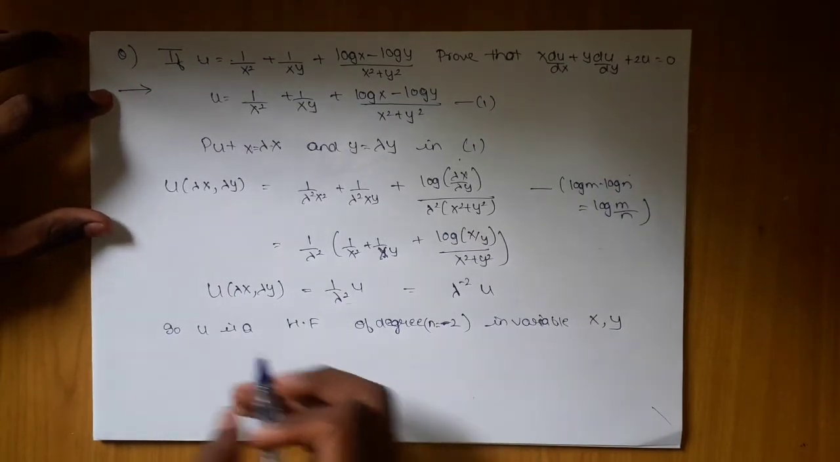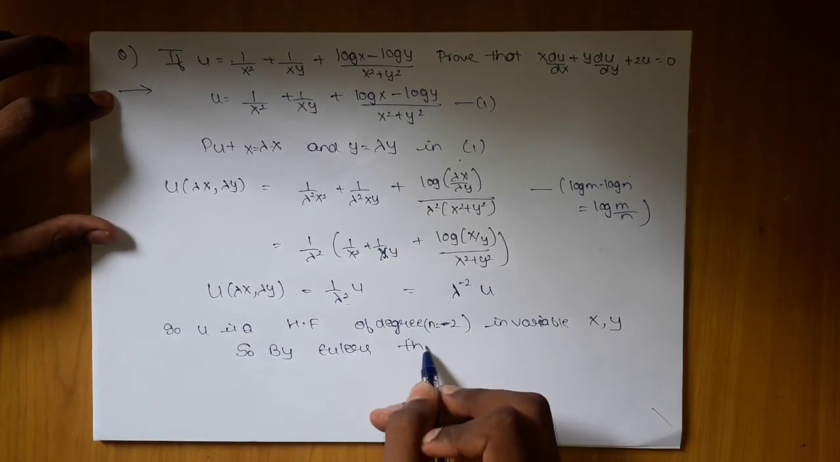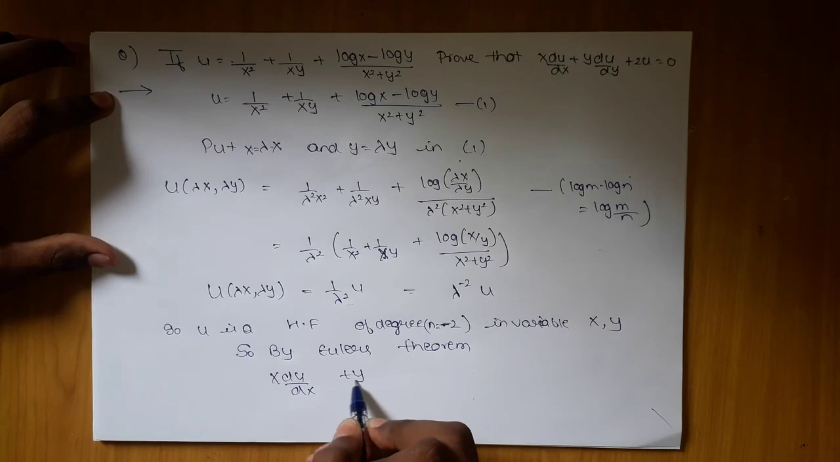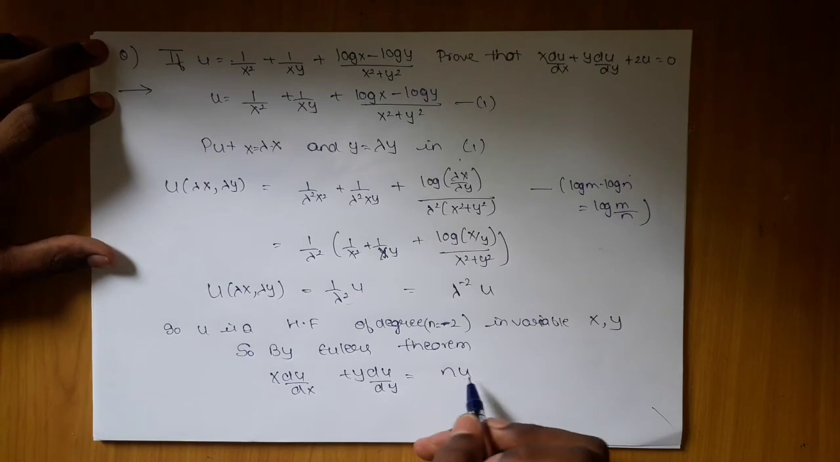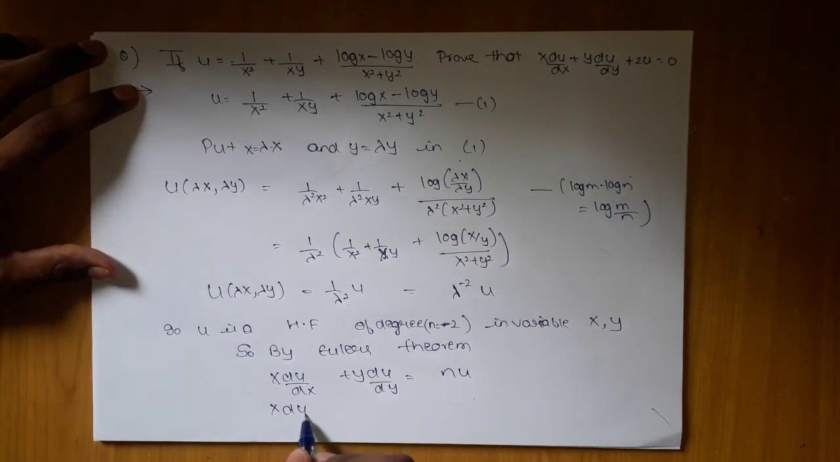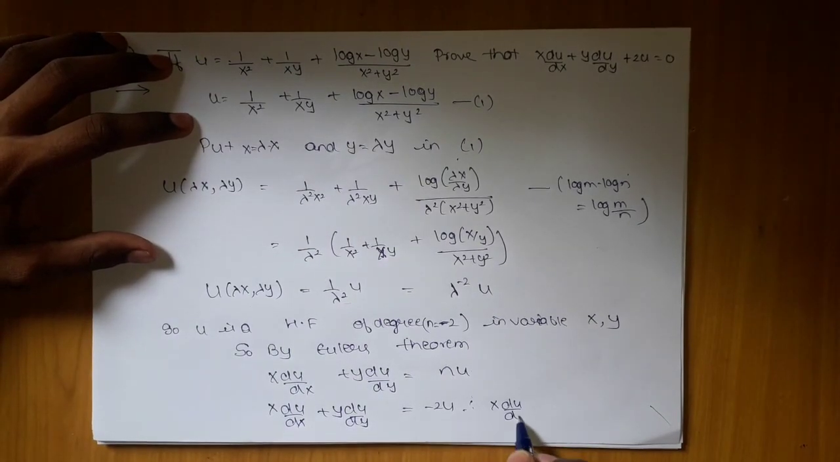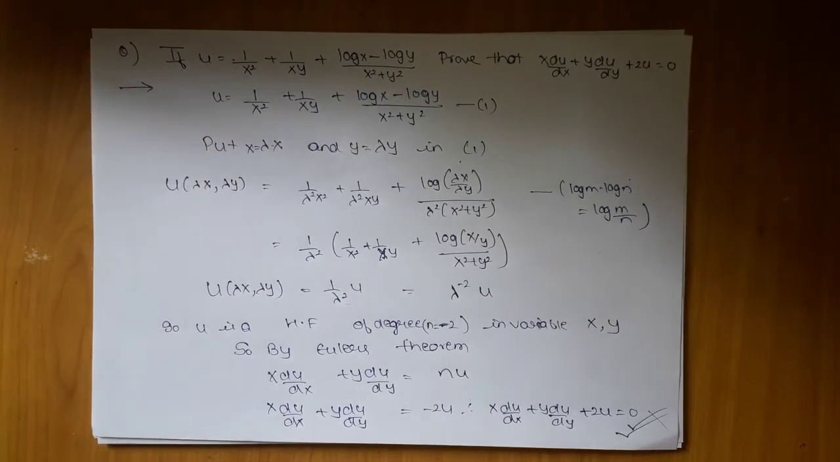Now you have to apply Euler's theorem: x dou u by dou x plus y dou u by dou y is nothing but n times u. We know the n value is minus 2, so x dou u by dou x plus y dou u by dou y equals minus 2u. If I take the minus 2u to the other side, I am left with x dou u by dou x plus y dou u by dou y plus 2u equals 0. So this is our required proof which we wanted to prove.